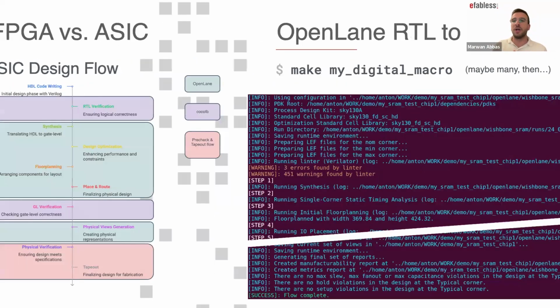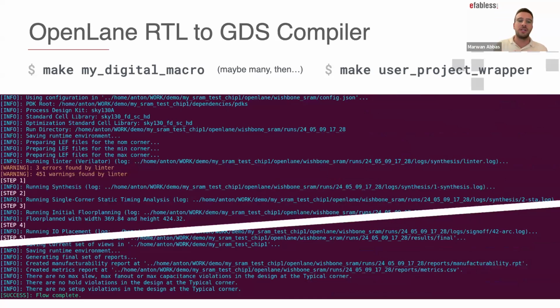And I just wanted to give you a quick glance of what it looks like to actually create an ASIC. It is really a couple of commands. So you can use OpenLane, which is an RTL to GDS compiler. GDS here is the physical view that we actually send to the foundry. So it is really that easy. You give it the RTL, you give it a configuration file, and run a couple of commands, and then you actually have a design that you can send to fabrication.